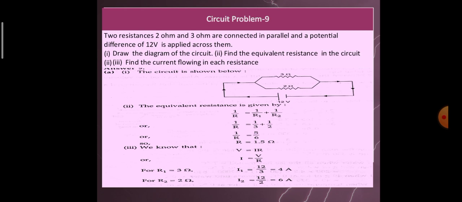Two resistances, 2 ohm and 3 ohm, are connected in parallel and a potential difference of 12 volt is applied across them. Draw the circuit diagram, find the equivalent resistance in the circuit, and find the current flowing in each resistance. So we draw the circuit diagram as shown.